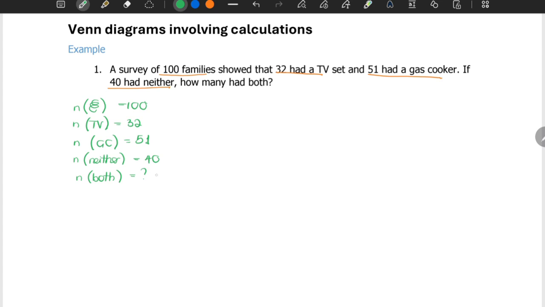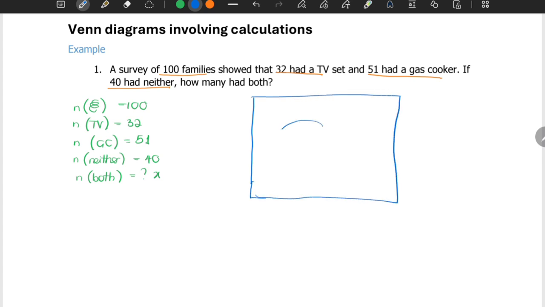So let's call that number X, right? The first thing we have to do is represent this in a Venn diagram. So we are going to plot it out. In this case, we have two things that are happening: whether you had a TV or you had a gas cooker, or you had neither, or you had both. So we have the universal set at large. Then we have TV here, and we have a gas cooker right there. What we do not know is the X, those who had both.